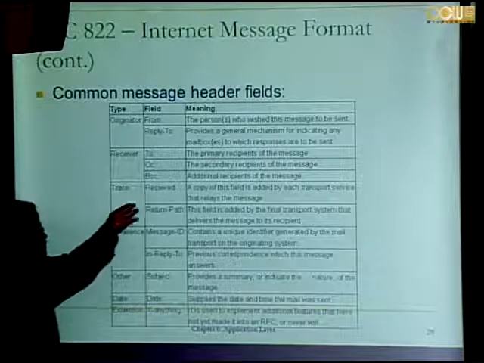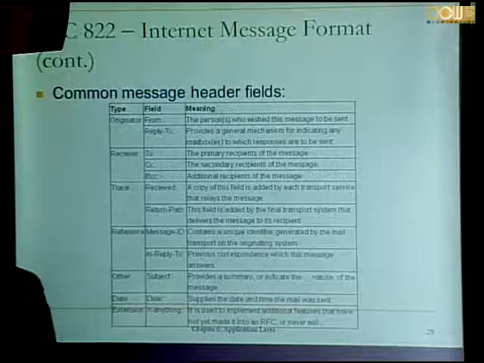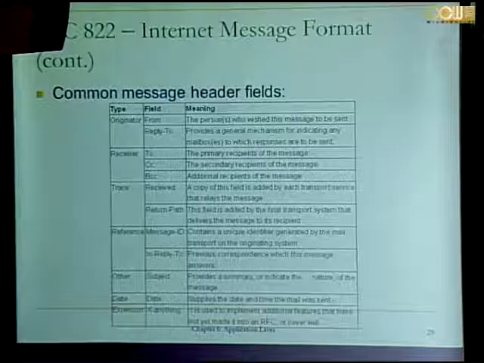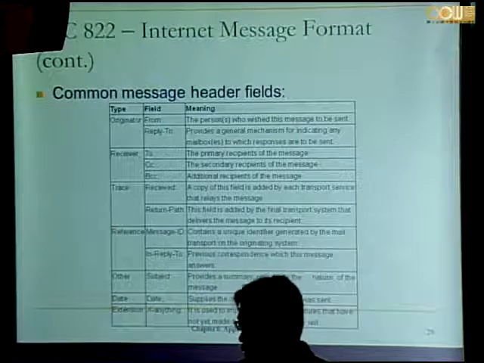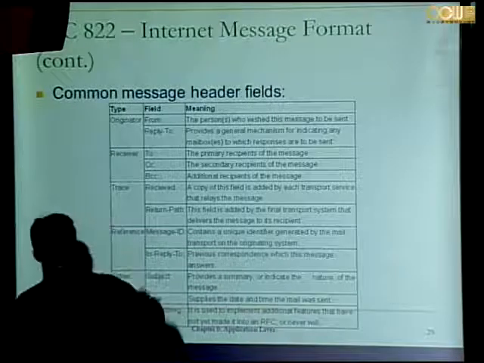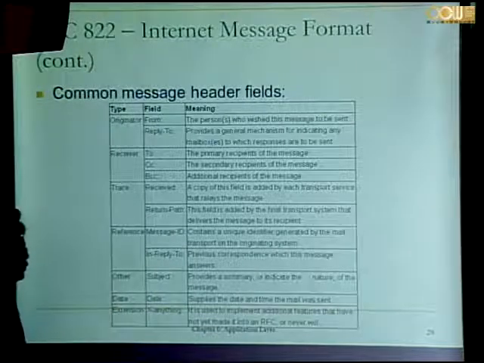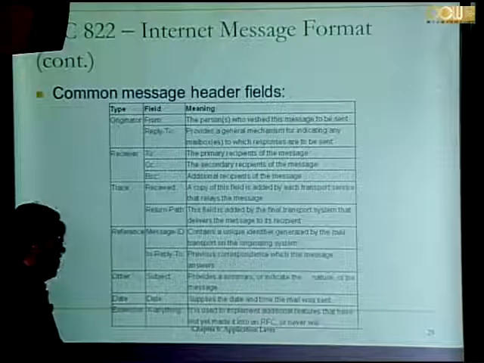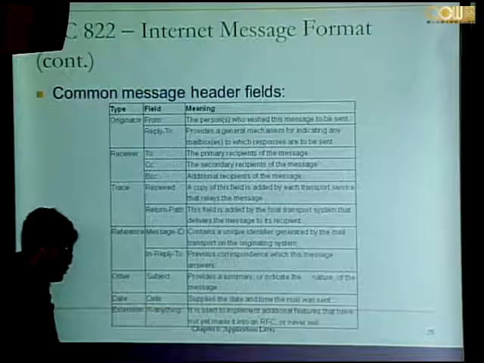The header field trace here would be stamped by the mail servers in the middle. The mail server would stamp itself so that you can later trace back where this mail has traversed. The mail may traverse through several mail servers, and it could be traced back here. And then some references to identify this mail, with message ID and in reply to. And then the subject line, date, and the extension.